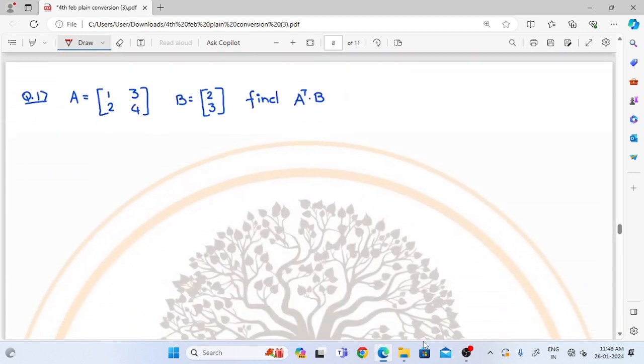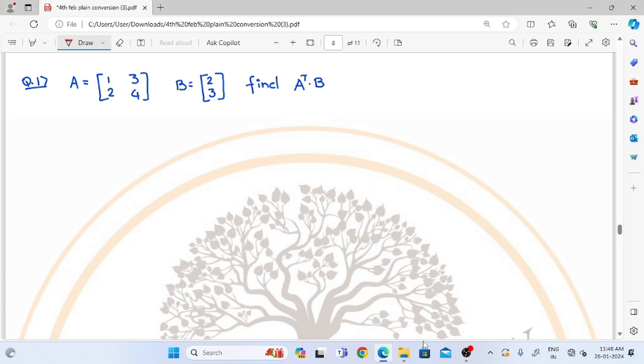Okay, now come to the next question. This question I have taken from your recent prelim examination. Matrix A is given, matrix B is given. We have to find out A transpose into B. So what is the meaning of transpose? A is given as 1 3 2 4. First of all, we have to find out what is A transpose.